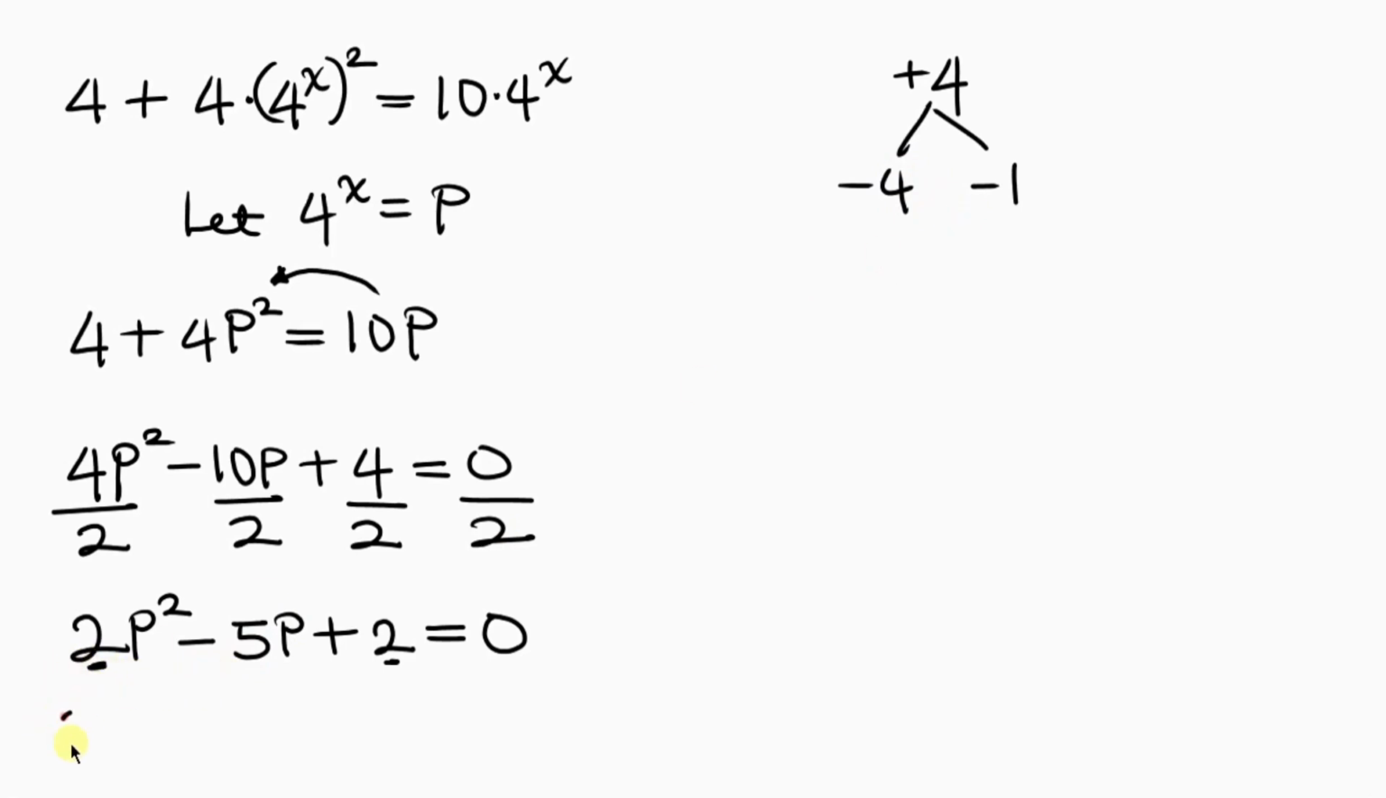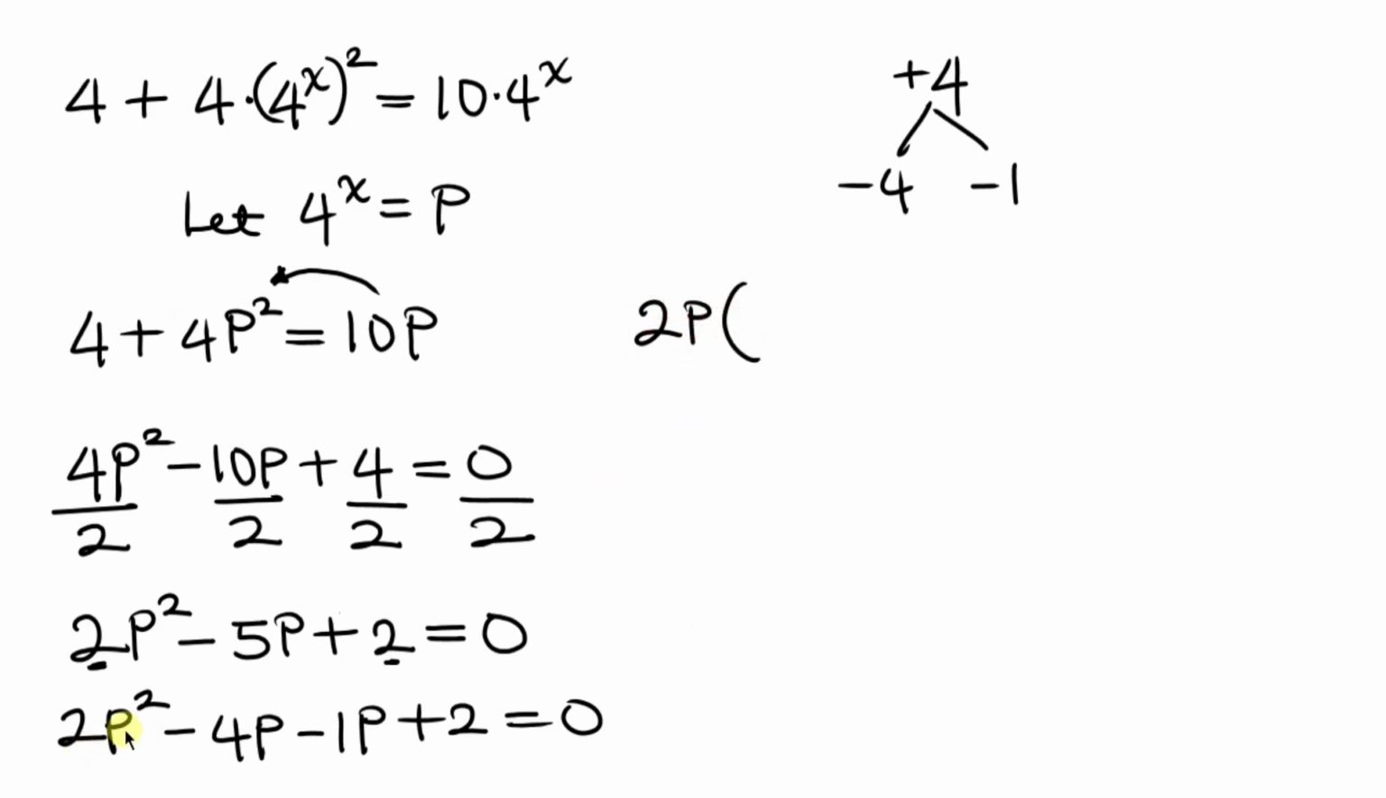So we have 2p squared. Now I'll take this, negative 4p, and then negative 1p, plus 2 equal to 0. So now let's factorize the first two terms. 2p is common, so we bring out 2p, open bracket. 2p squared divided by 2p, we have p, minus, this is 4p divided by 2p, we have 2, close bracket.